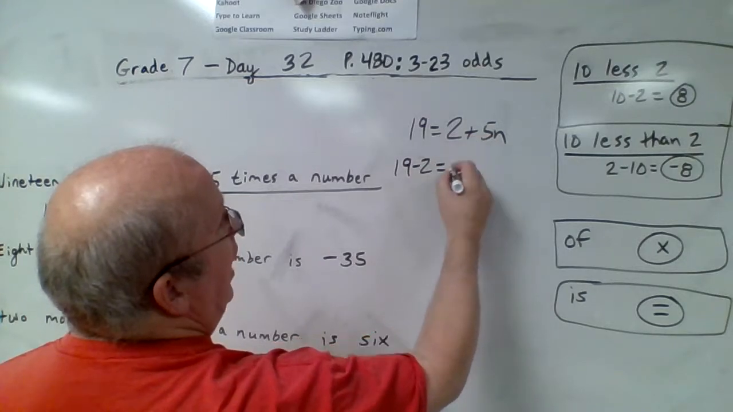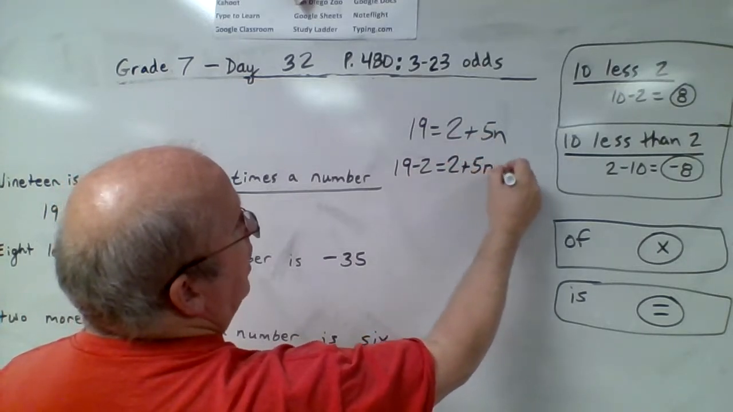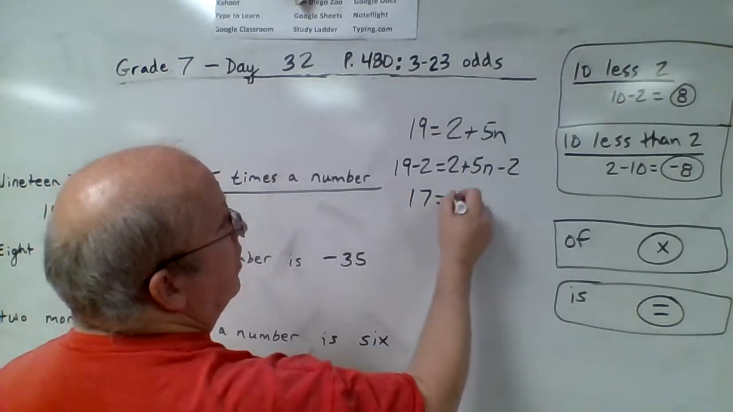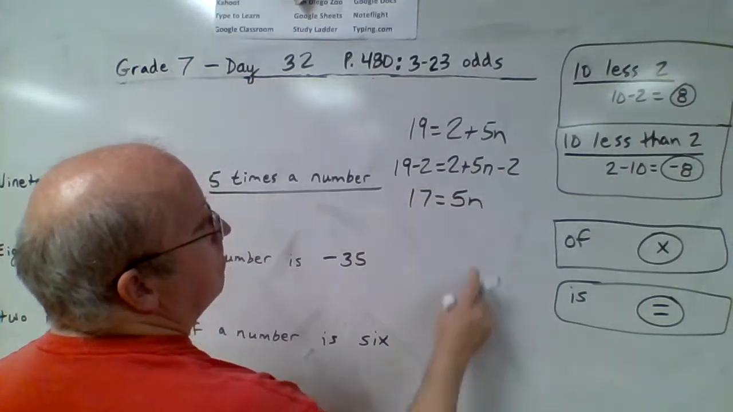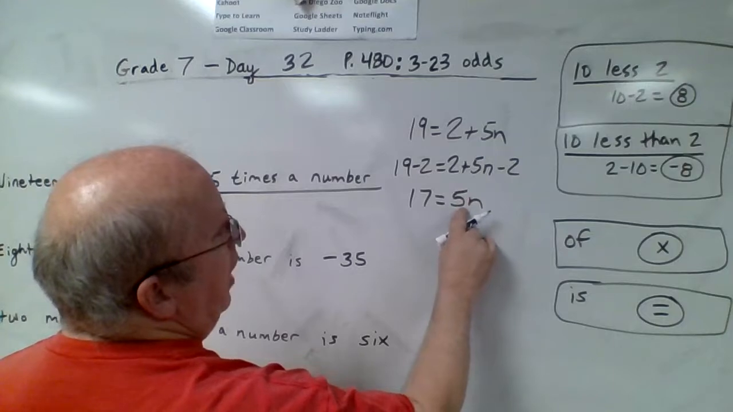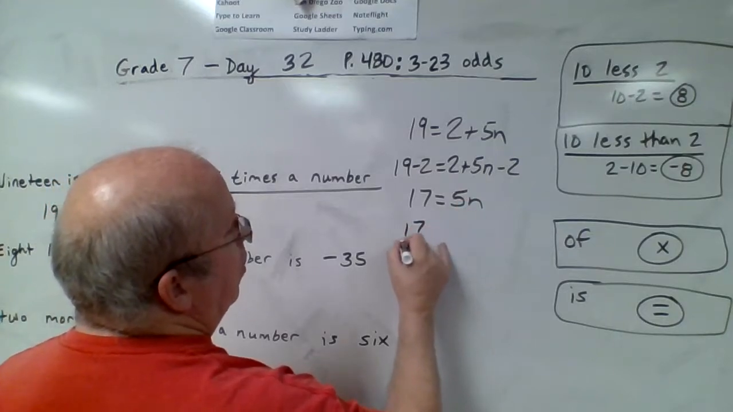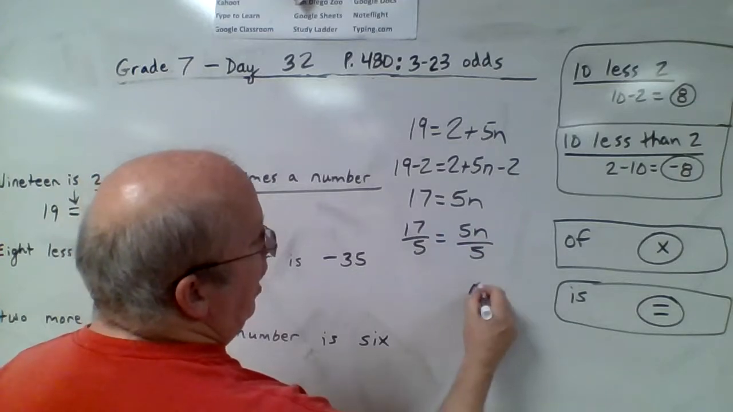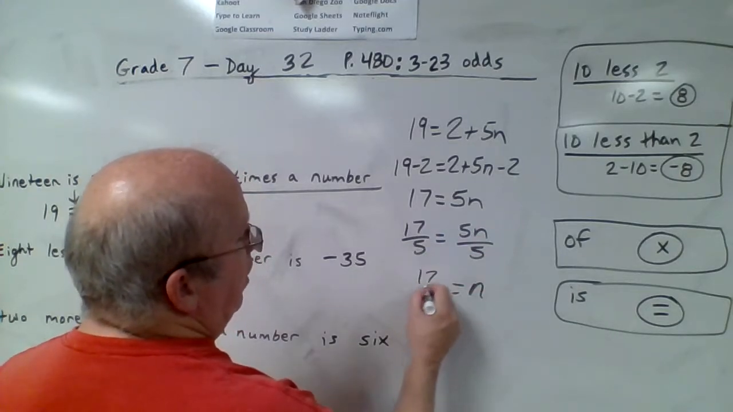What's the opposite of adding 2? The opposite of adding 2 is subtracting 2. And we get 17 equaling 5n. How do we get rid of the 5? We do the opposite of multiplying by 5, which is dividing by 5. And we do it to both sides, and we get n equaling this.